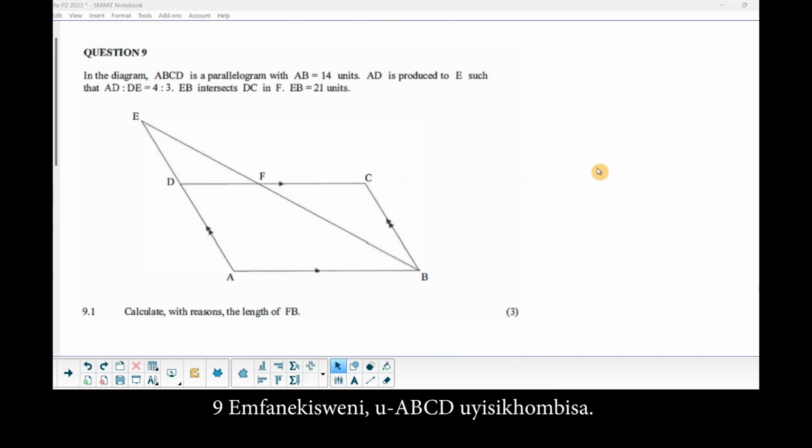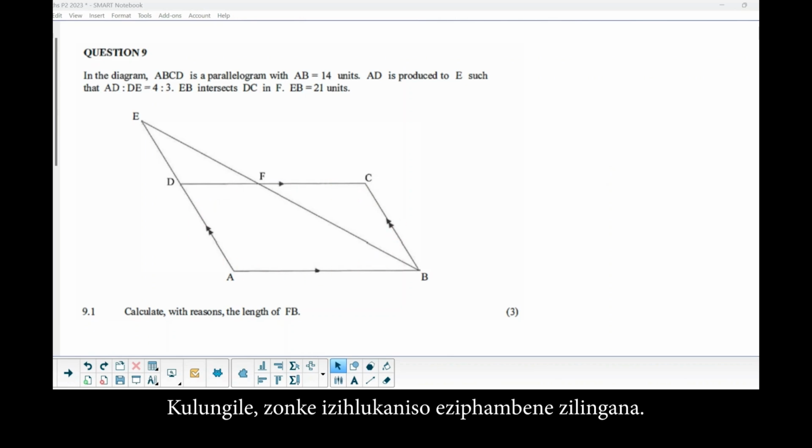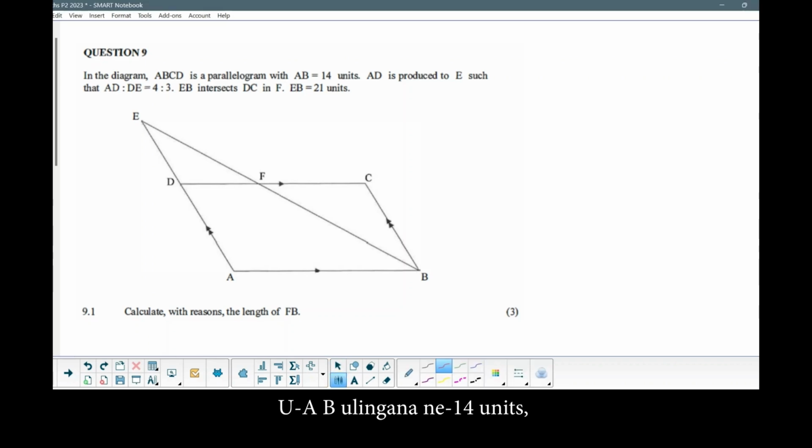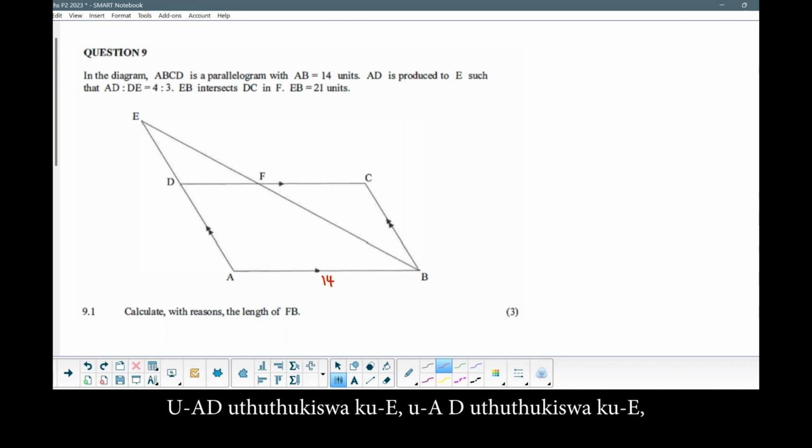Question 9. In the diagram, ABCD is a parallelogram. All right, so all those opposite sides are parallel to each other. AB is equal to 14 units, so let's put that in. AD is produced to E. AD is extended to E.